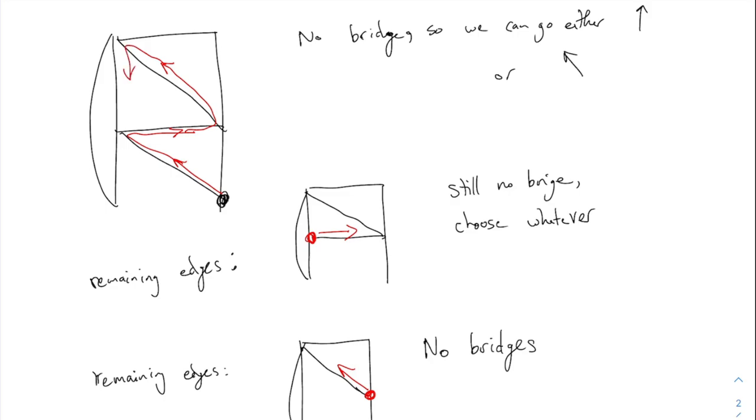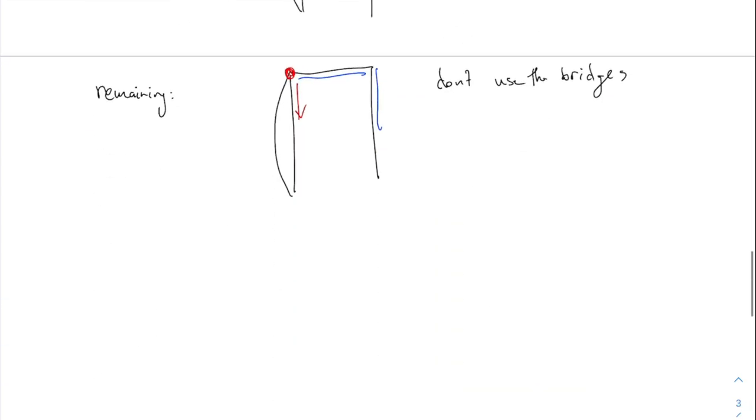And still, I am thinking about the edges which I did not use yet. So what remains now? Looks like I have those, and then that, and then that. Right? Those are the edges which remain now. And my guy is right here.